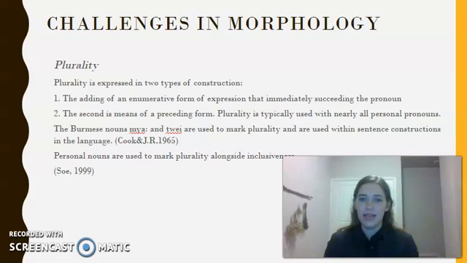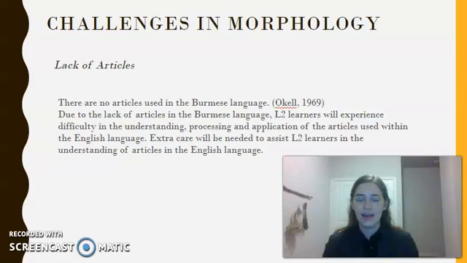Plurality also. The Burmese nouns mya and tue are used to mark plurality and are used within sentences and constructions within the language. Personal pronouns are used to mark plurality along with inclusiveness. Also, articles: there are no articles used in the Burmese language, and so learners will experience difficulty in understanding, processing, and application of articles used in the English language, so extra care will be needed to assist L2 learners in the understanding of that.